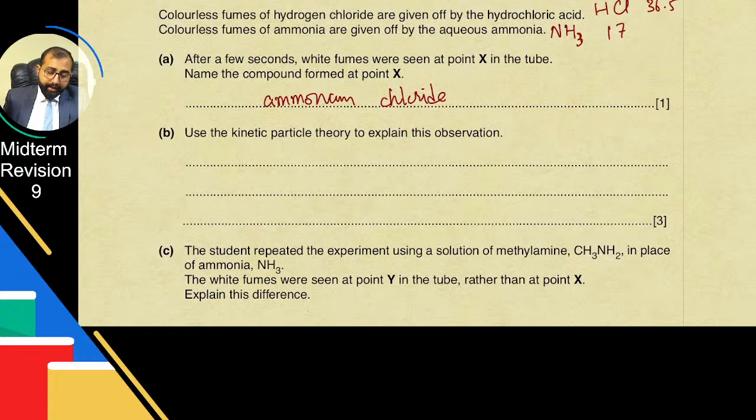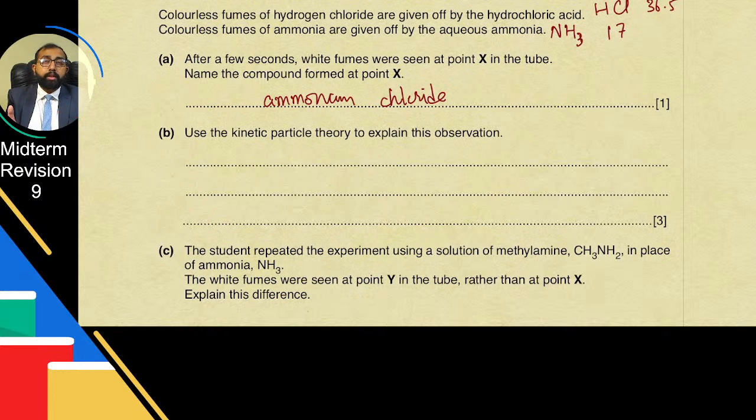Now, use the kinetic theory to explain this observation. Now, the key point is understanding कि this observation से उसका क्या मतलब है. This observation से उसका ये मतलब है कि HCl क्यों evaporate हो रहा है, या this observation से उसका मतलब है कि ये white fumes क्यों आ रहे हैं. And that is the thing. White fumes at point X. These are the 2 important parts that you need to be able to answer.